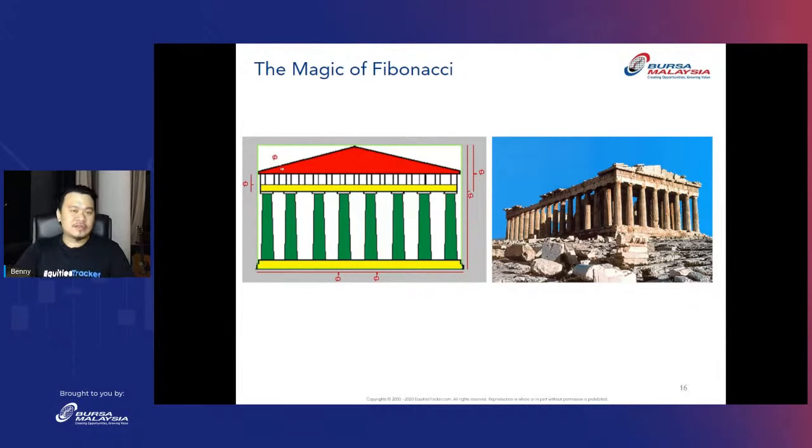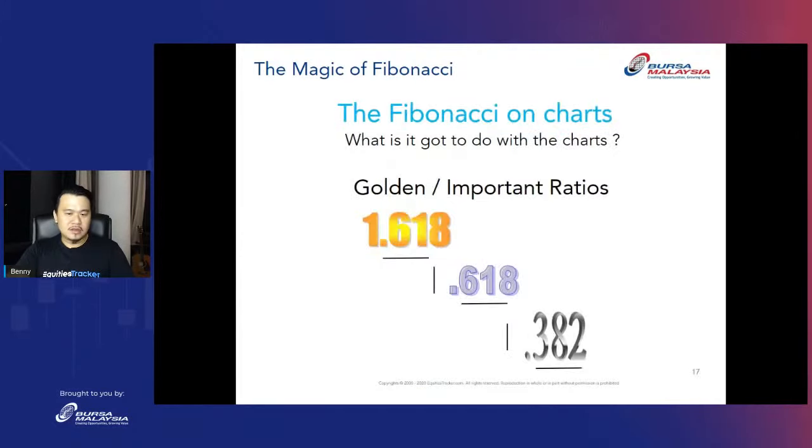So it's quite interesting, right? And because of that, this building is able to stand even after over 4,000 years. All right. So this is why this ratio has become significant even in engineering itself. But what has it got to do with the charts, right? What has it got to do with technical analysis? What has it got to do with trading?